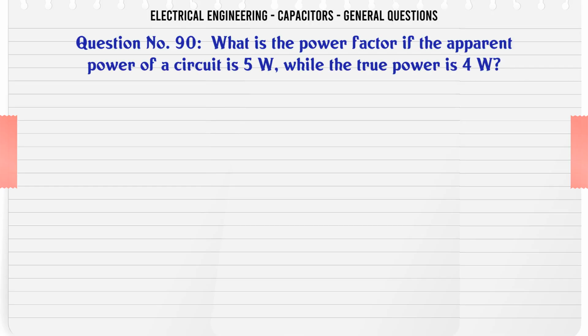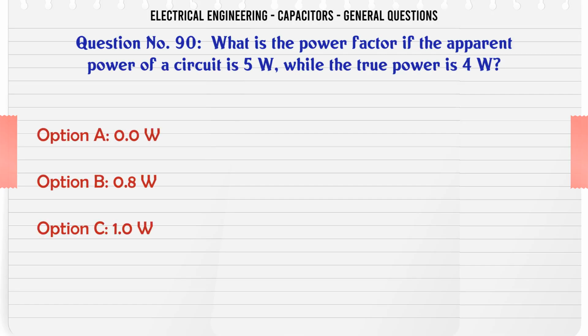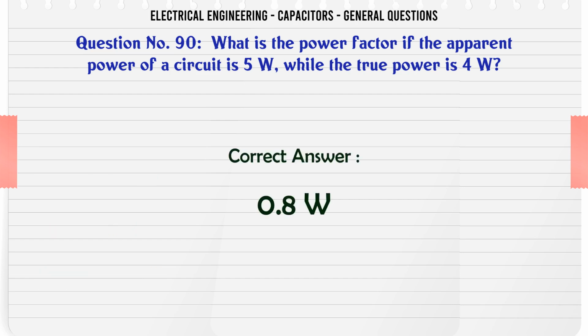What is the power factor if the apparent power of a circuit is 5 watts while the true power is 4 watts? A. 0.0, B. 0.8, C. 1.0, D. 1.25. The correct answer is 0.8.